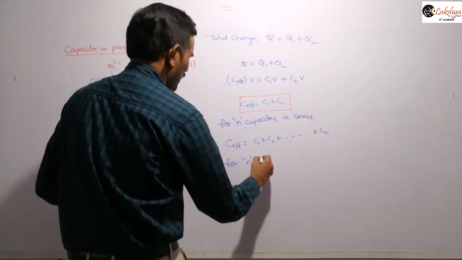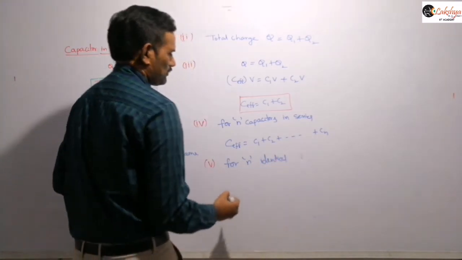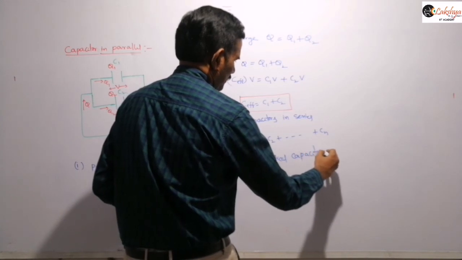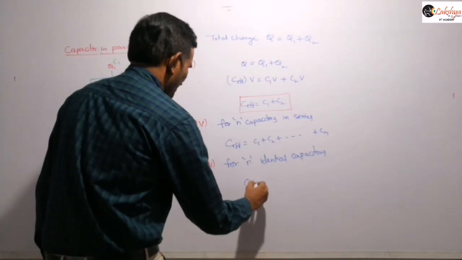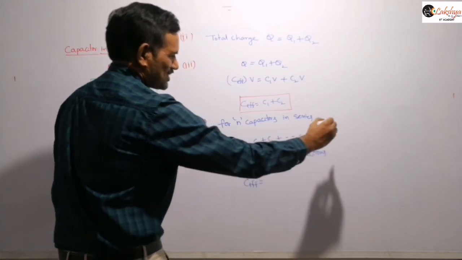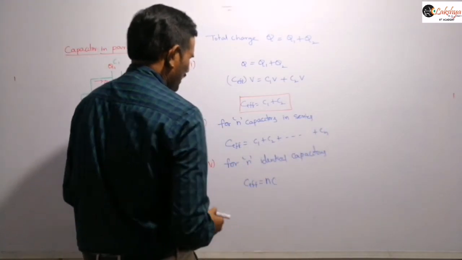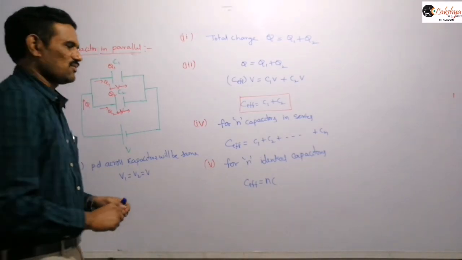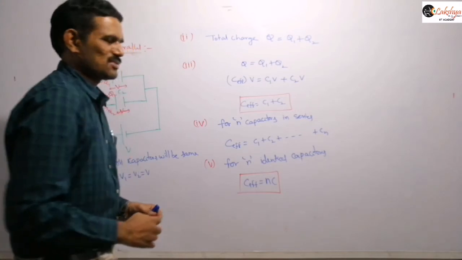For n identical capacitors, we just need to add them n times: C plus C plus C and so on, n times. Therefore I can write this directly as n into C, right? That means the capacitance will be n times the individual capacitance.